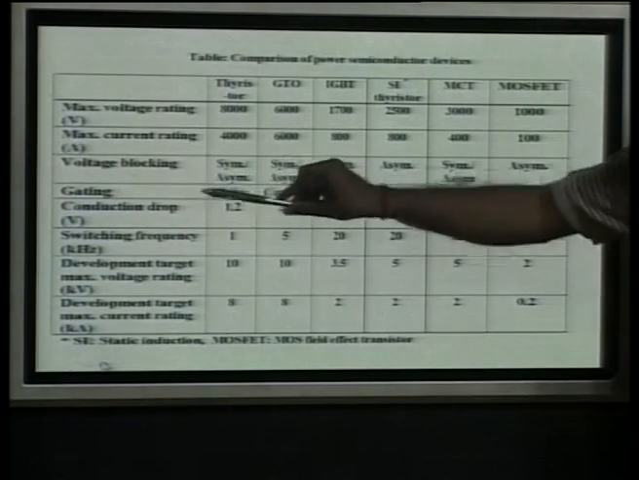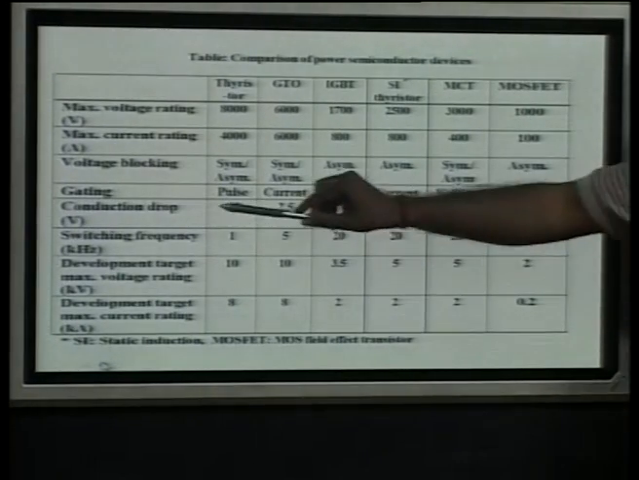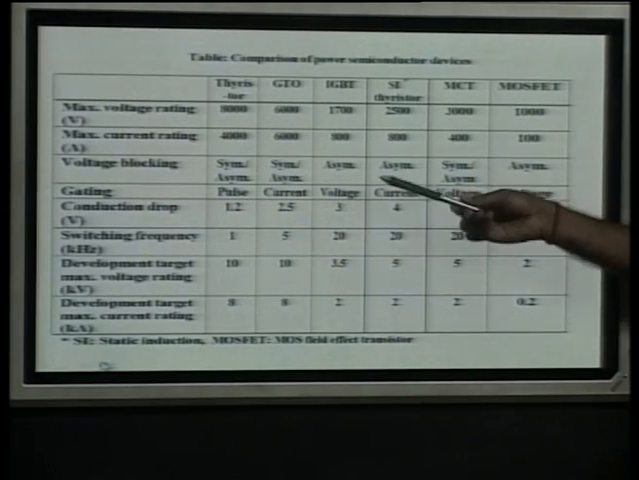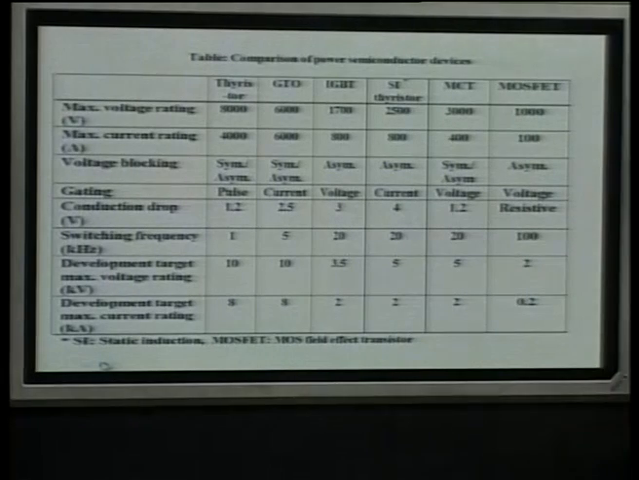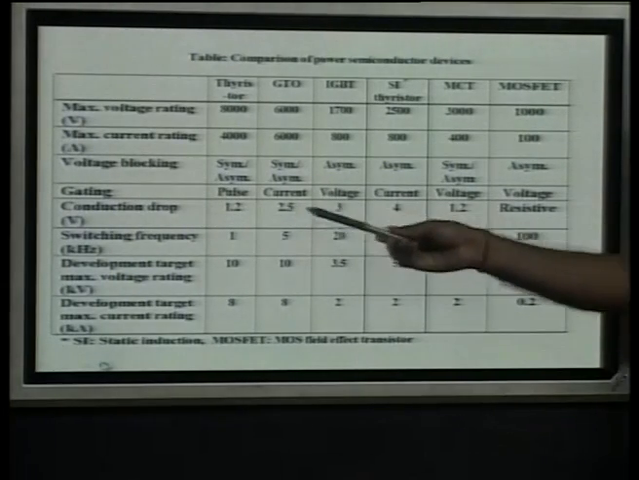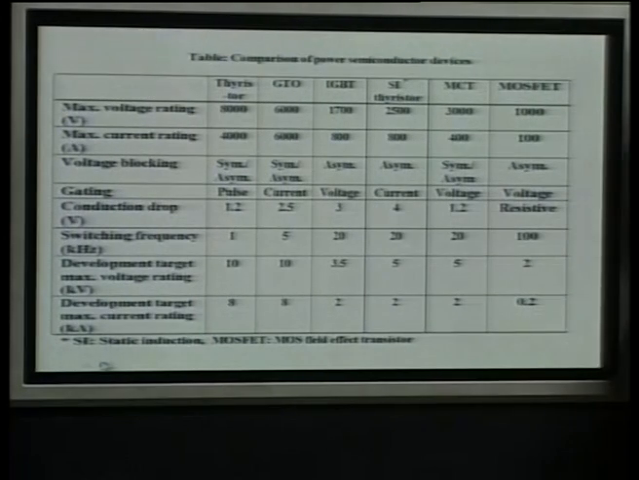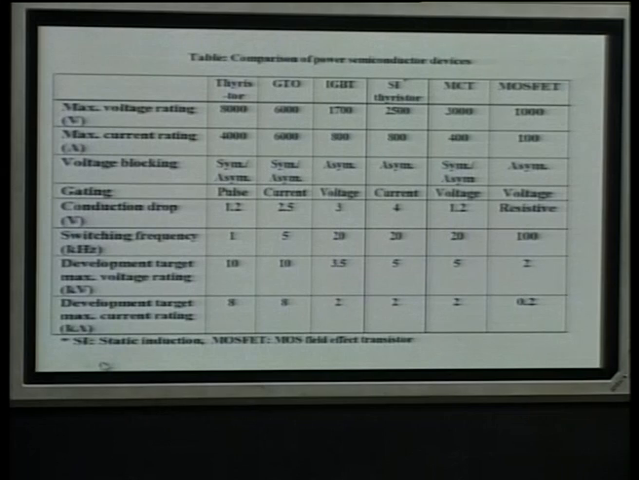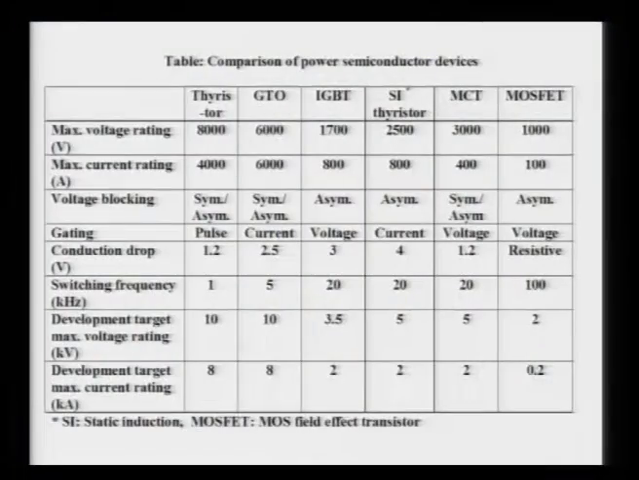The table also shows voltage blocking, whether symmetrical or unsymmetrical, and the gating, whether pulse or continuous, current or voltage. The conduction drop across each individual unit is also given. For switching frequency, conventional thyristors may go up to 1 kilohertz, GTOs 2.5 kilohertz, and IGBTs higher, up to 3.5 to 20 kilohertz. It is also expected that thyristors can go up to 10 kilovolt, and GTOs are also available at 10 kilovolt. Research is going on, and we may expect more in the future.